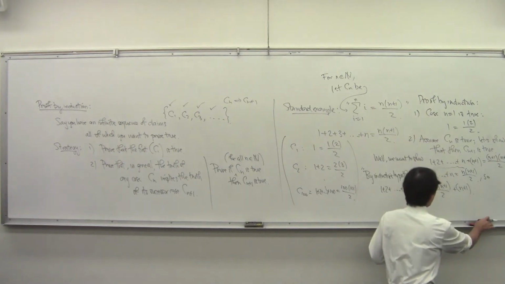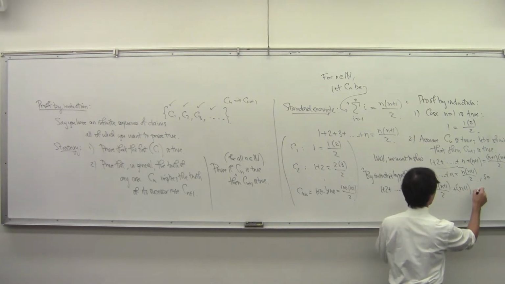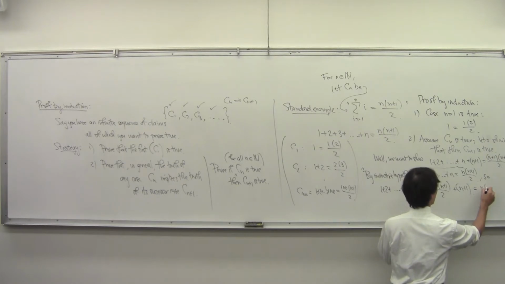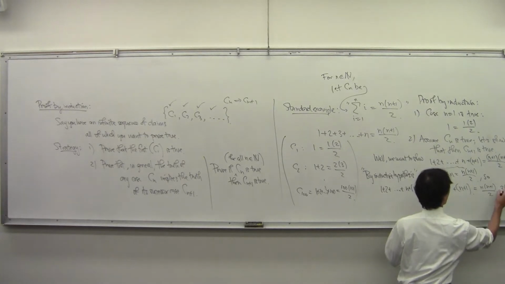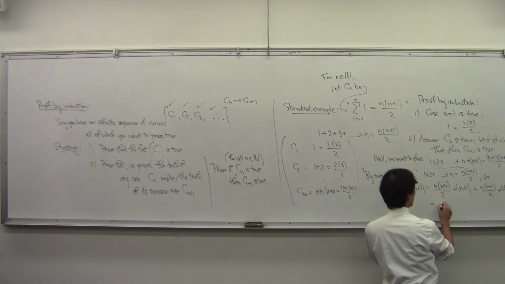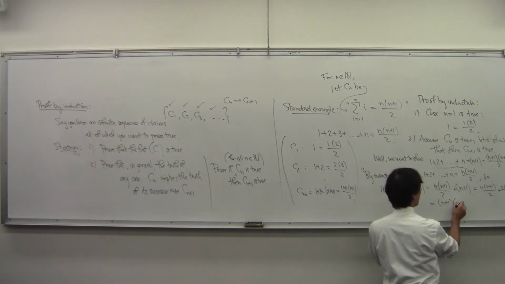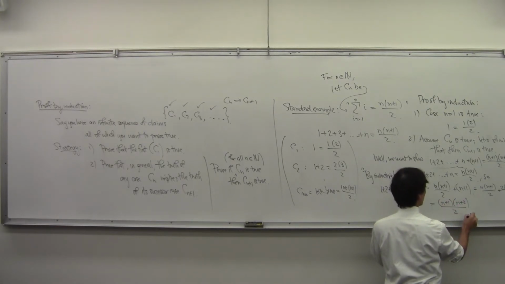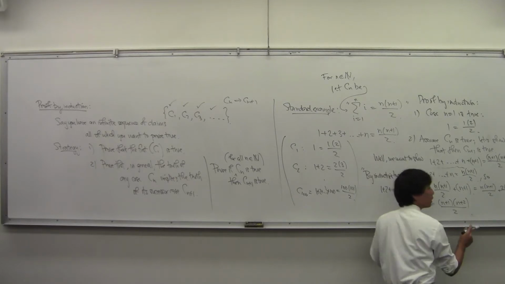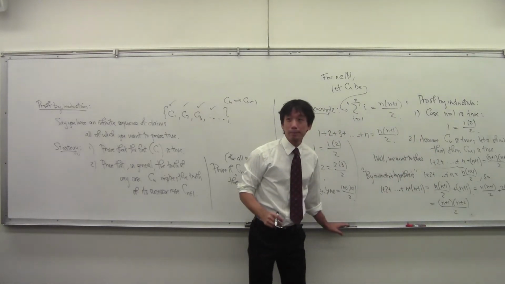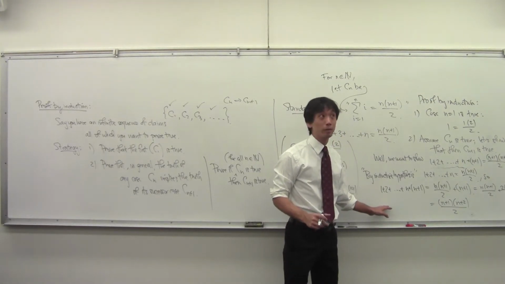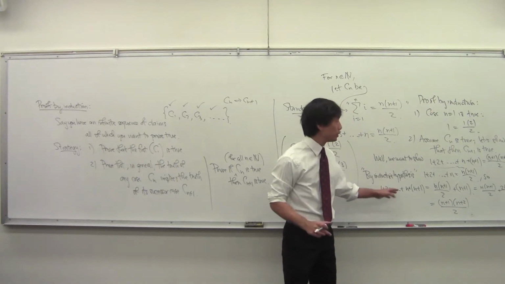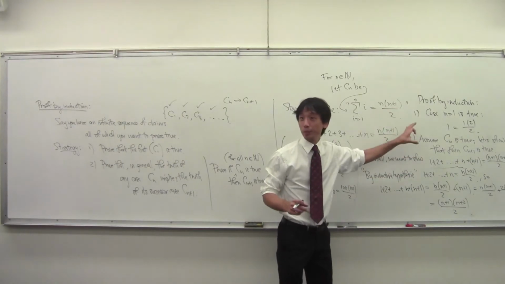Right? And then you just do a little bit of arithmetic. Say, well, that's the same thing as (n plus 1) over 2 plus 2(n plus 1) over 2. You distribute out the n plus 1, you get (n plus 1)(n plus 2) over 2. Right? Okay.